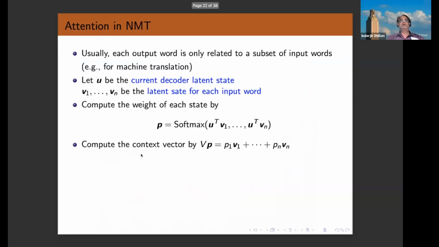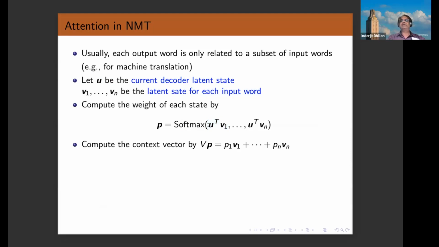So that's really what attention does. Let U be the current decoder latent state. The decoder is working, and suppose there are n input words, and let V1 through Vn be the latent states for each of the input words. Then you can take an inner product between the current decoder latent state and each of the latent states for each of the words.